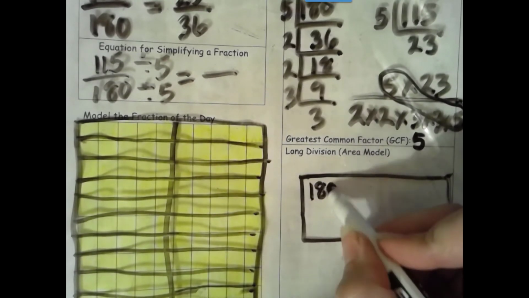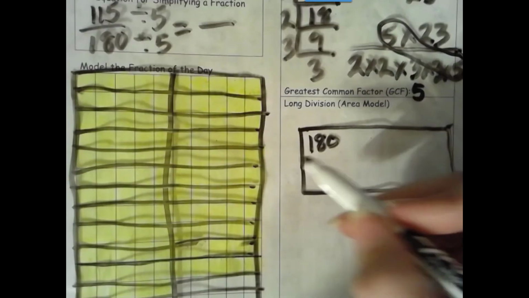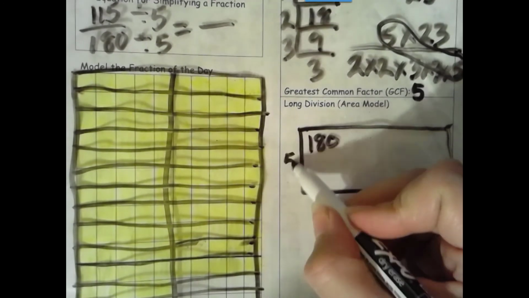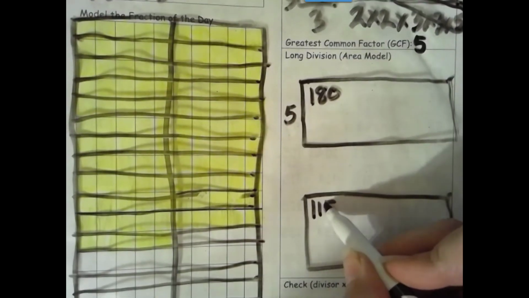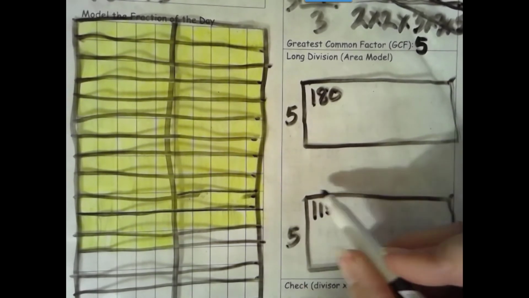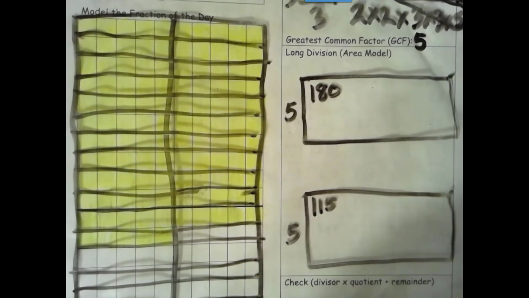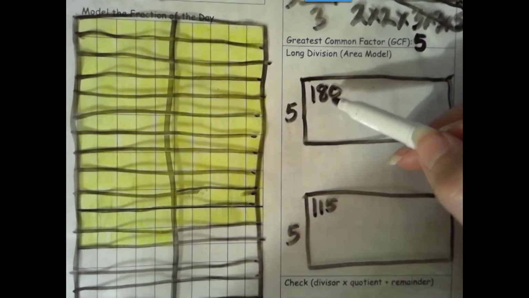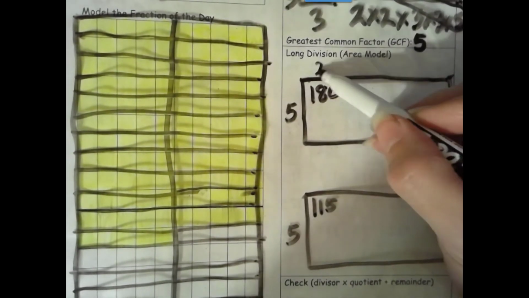Okay, so in this rectangle we have 180 square units. This side is 5, and we need to find the missing side. In this rectangle we have 115 square units. This side is 5 units. We need to find that missing side. That's what we do every time we divide.